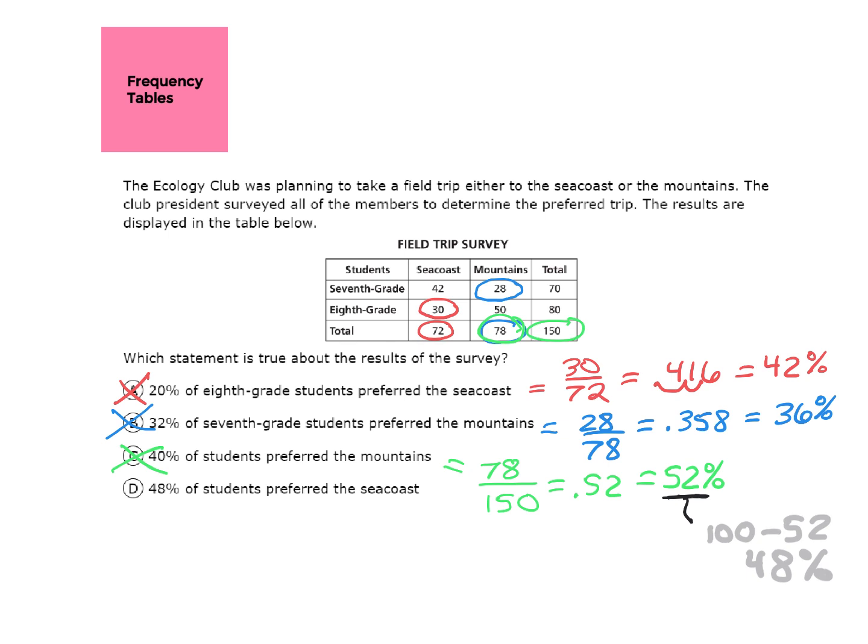You could also go and do the checking where you say, well, 48% preferred the seacoast, so let's go and look at seacoast. 72 out of 150. So 72 divided by 150 gives us 48%. So it is choice D.